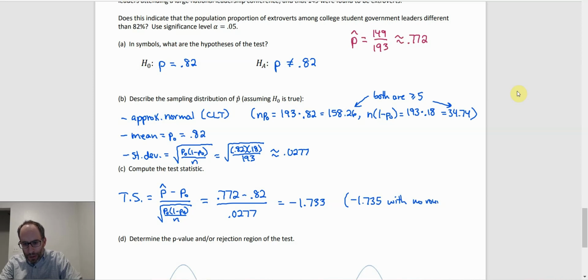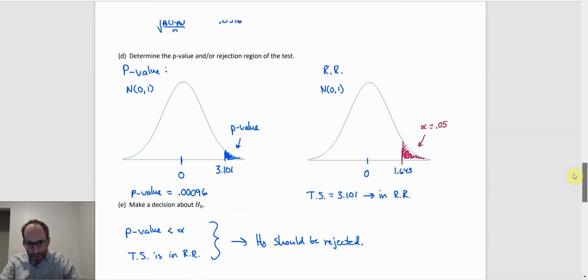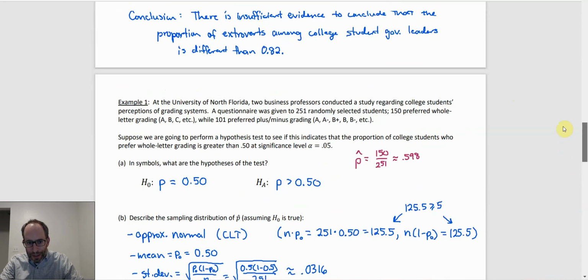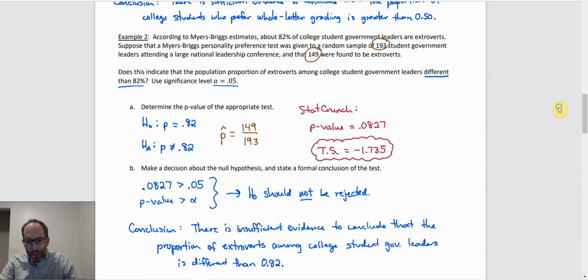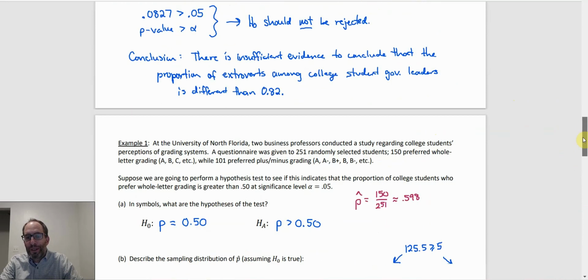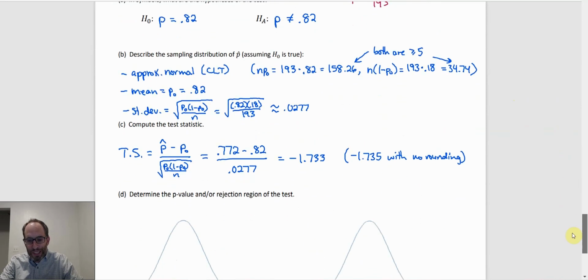So negative 1.735 with no rounding. And if I go back up, I'm just going to scroll up for a second just to point at there. Look at the middle of the screen inside the maroon cloud. Test statistic, negative 1.735. All right, that was what we had when we made StatCrunch do it. And that's what you'll get with no rounding. And again, ours is slightly different because there are things that are rounded off a little bit, because that root in the denominator is rounded off, and then p hat is also rounded off.